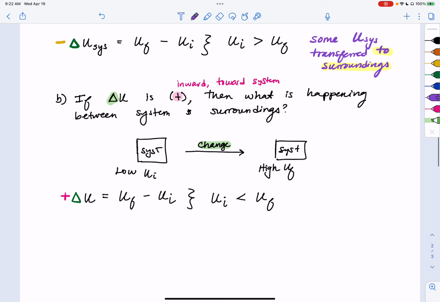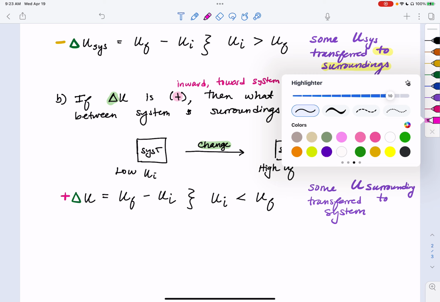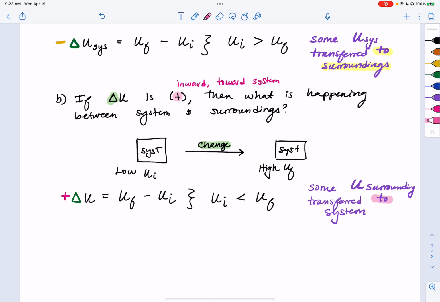Now, what does this mean is going on between the system and surroundings? So the positive sign indicates to us that some internal energy from the surroundings is transferred to the system. So our system itself is gaining energy by taking some from the surroundings.